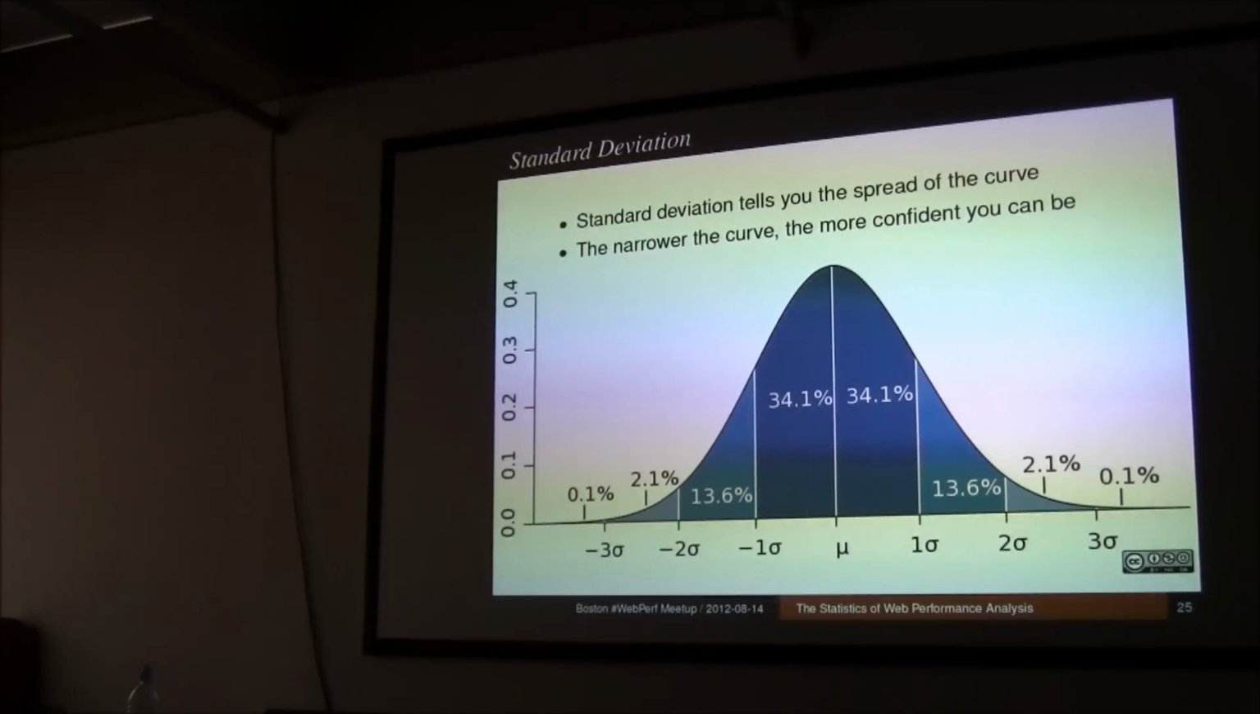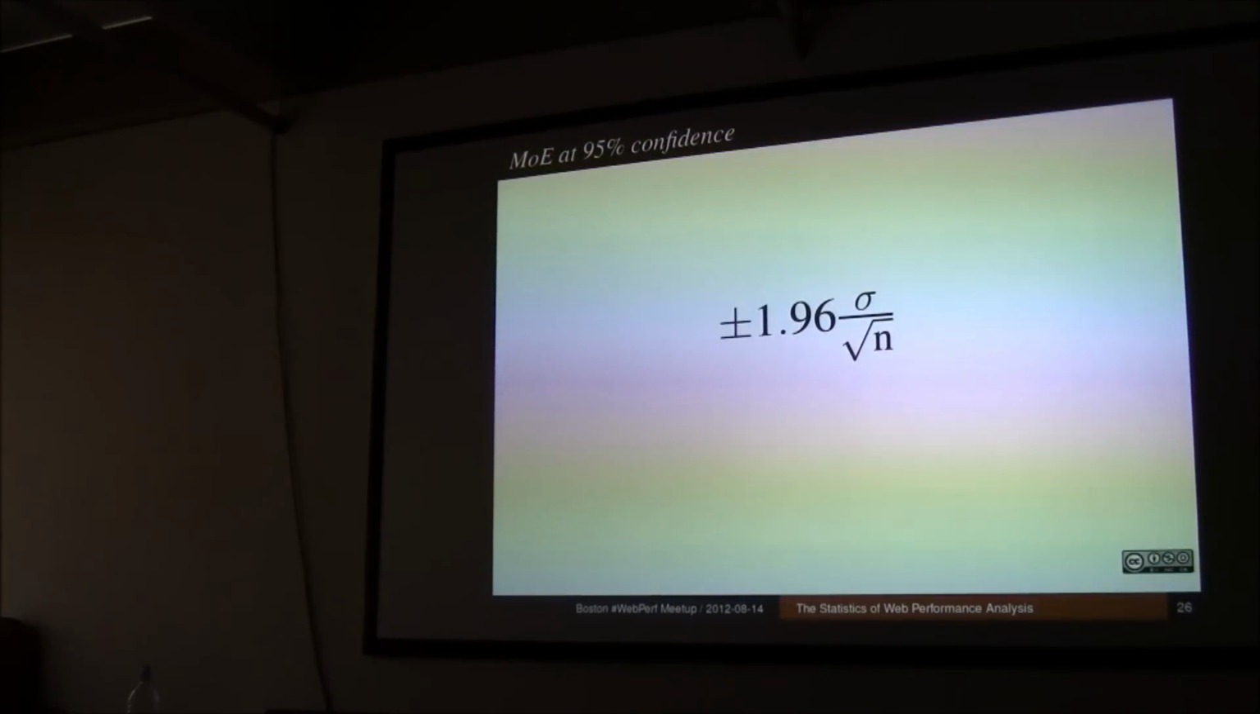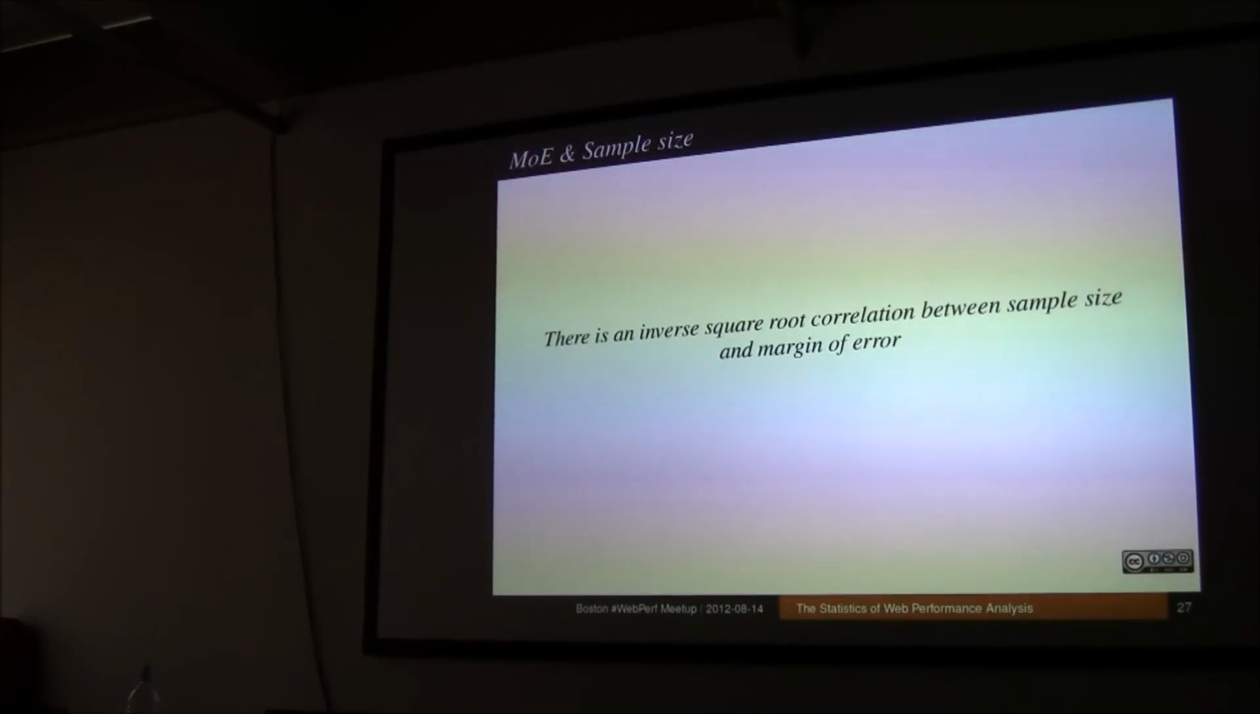The margin of error tells us how confident we are that this particular curve fits our population's curve, right? And that's the formula. So there's an inverse square correlation between sample size and error. Naturally, increasing sample size reduces your error. Theoretically, it should.